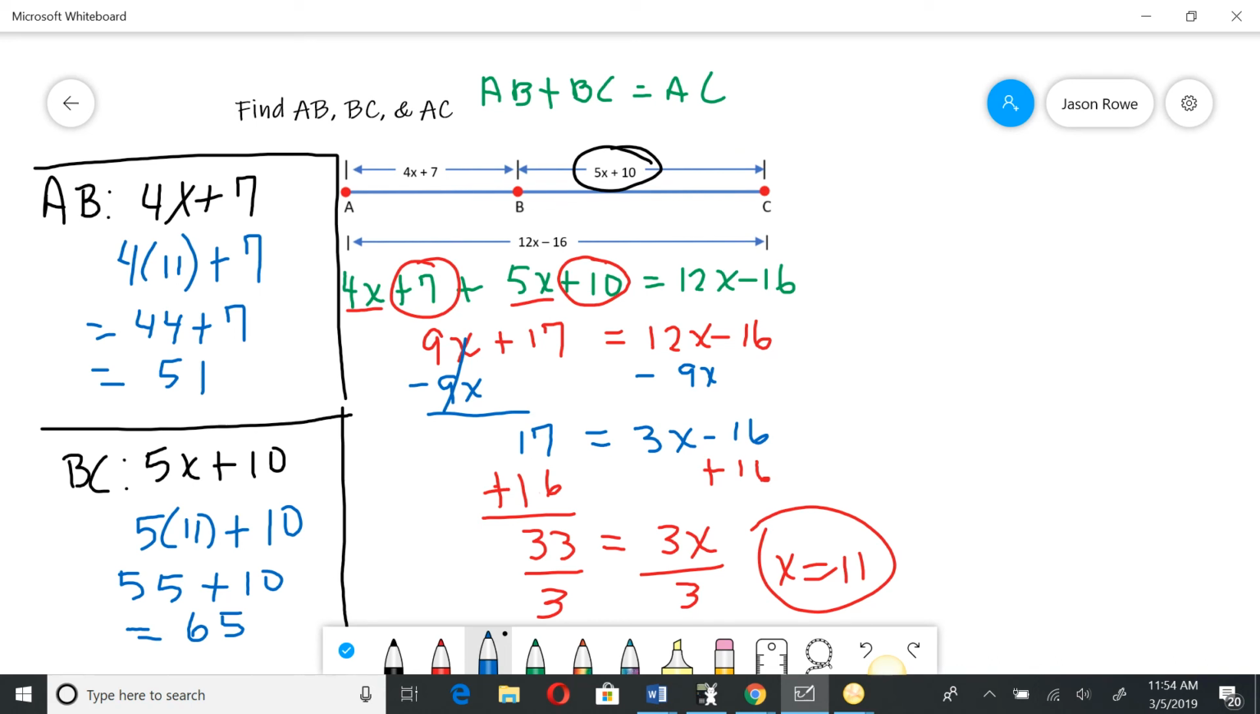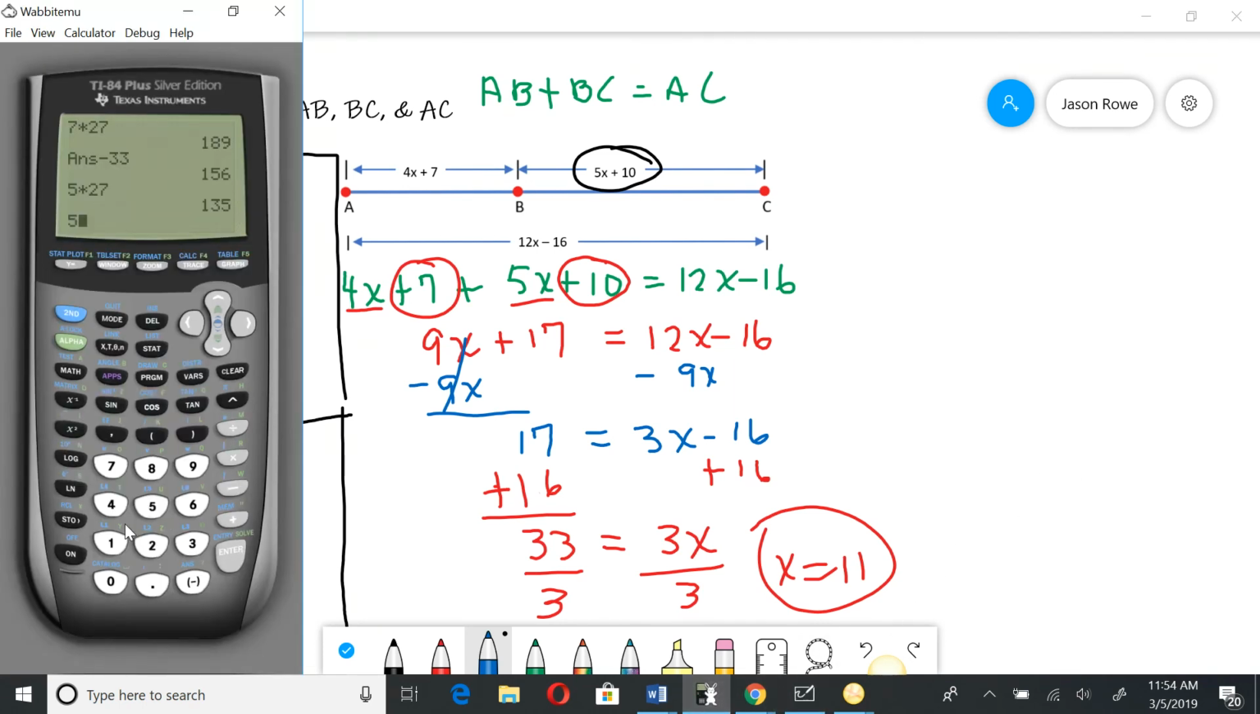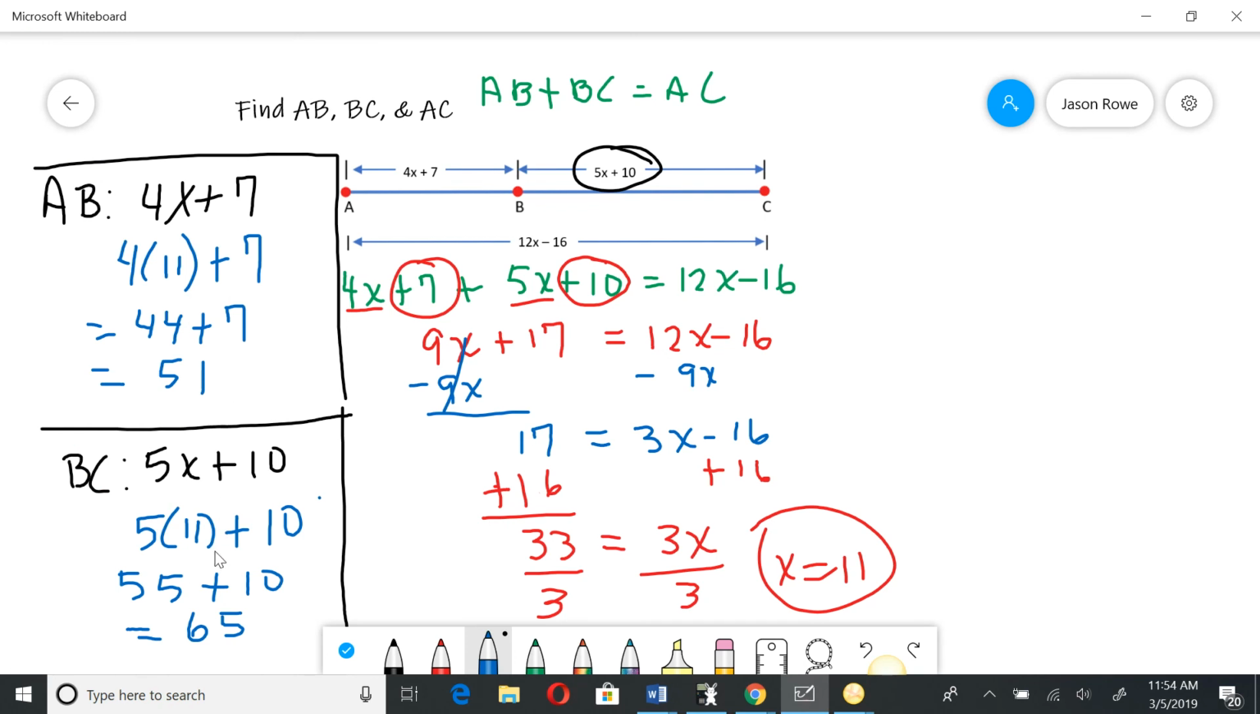And now what we've got is AB and BC. If we add those two together, we've got 51 and 65. So let's take a look at that. 51 plus 65. That's 116. So that means when I calculate 12x minus 16, I should get 116. I'm going to go ahead and check it just to make sure, because if I've got something wrong, I want to be able to go back and solve it correctly.